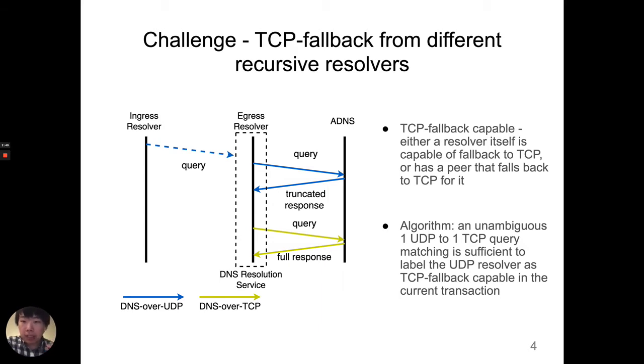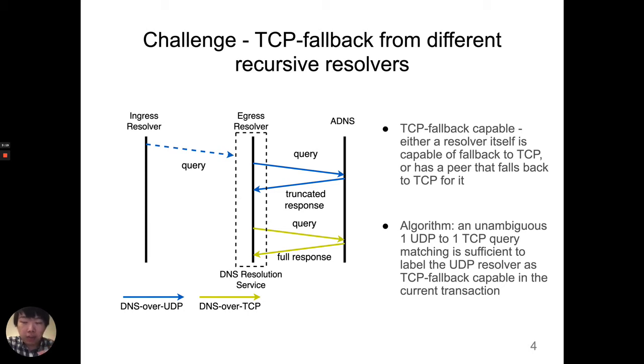And here's the challenge. TCP fallback is a two-step process, so it is hard to associate the DNS over UDP queries and DNS over TCP queries. And because of the collaborative resolution, it is even harder. So our definition for TCP fallback capable is that either a resolver itself is capable of fallback to TCP, or this resolver has a peer that falls back to TCP for it.